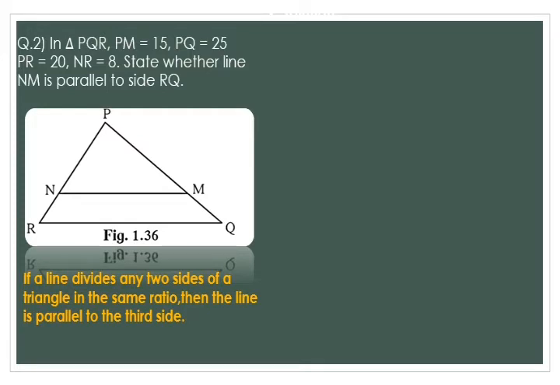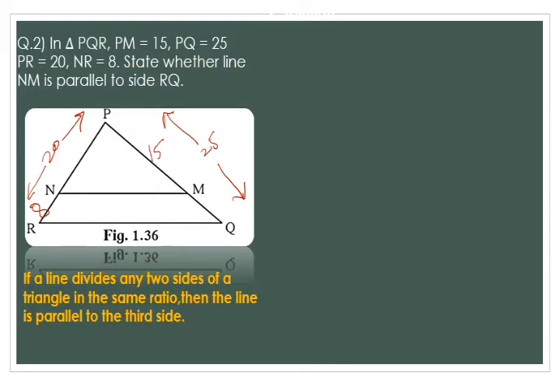Value of PM is what? 15. So I will write it here. Then PQ is 25. Next is PR is 20, and NR is 8. Okay, so step by step we will start.